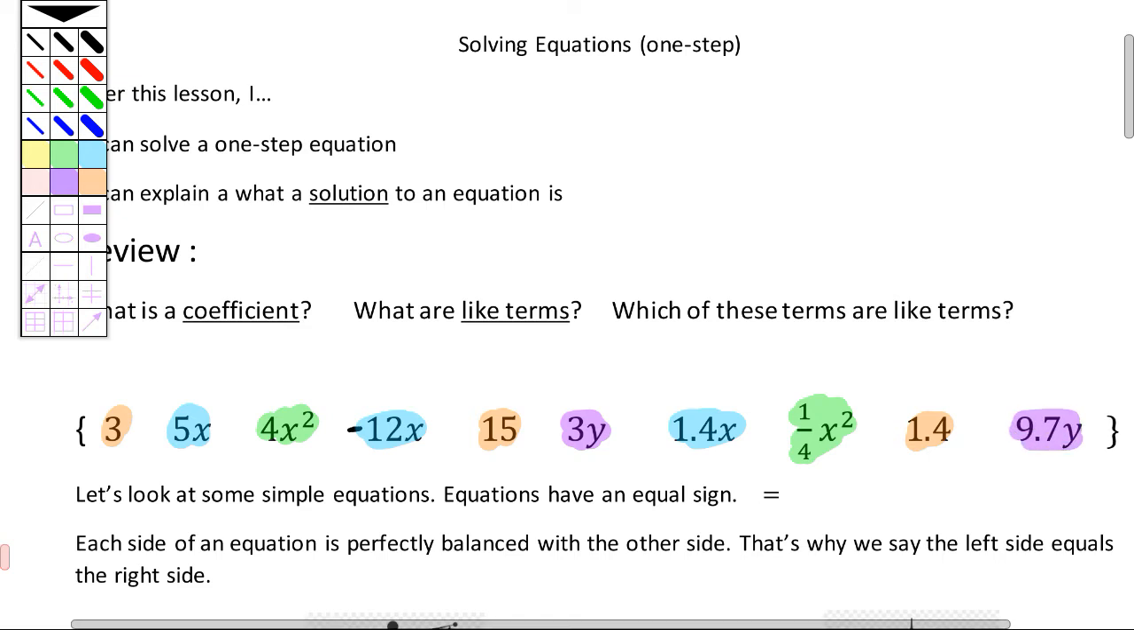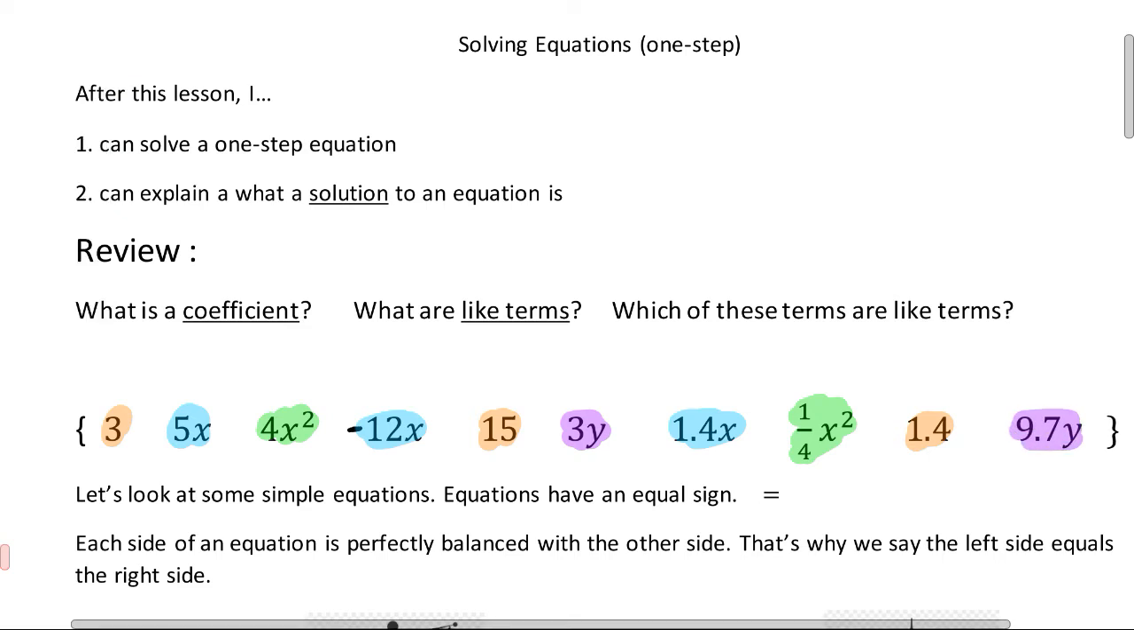Yep. So you notice, when we're finding like terms, the coefficient really doesn't matter at all. All we're looking at is the variable and the exponent. And then if we're going to combine like terms, that's when we start adding the coefficients, right? So if I combined a 5x and a -12x, what would that put me at? What is 5 added to -12? Puts you at -7x. Okay.